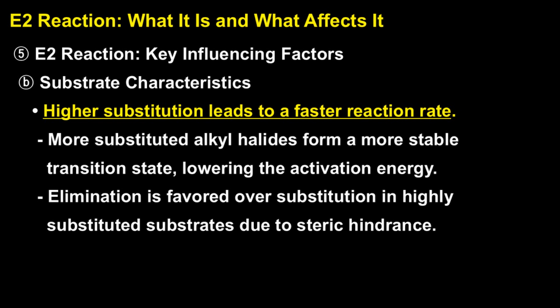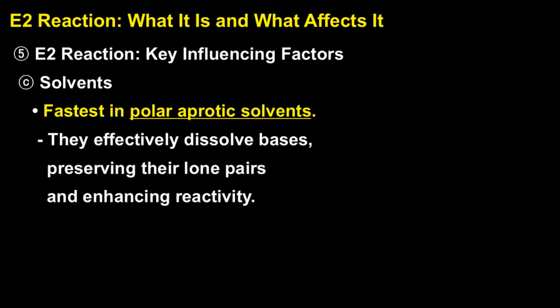The degree of substitution also affects the reaction pathway. Highly substituted substrates tend to favor elimination because substitution becomes harder due to steric hindrance. On the flip side, primary alkyl halides often go through substitution unless a bulky base is used to push elimination. So, by understanding substitution patterns, we can better predict how E2 reactions will behave.